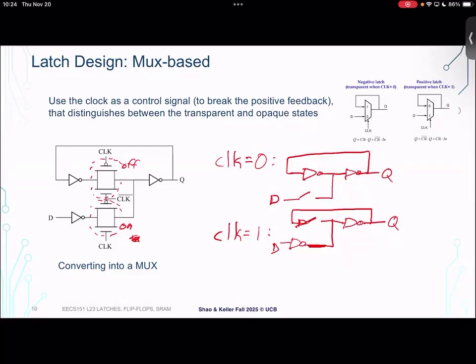And so the only transmission path that's connected is D going through an inverter. So this is D bar, if you like, and then going through another inverter, and then it's going out to Q. So the path is here. There's also a path into the other inverter, but that feedback loop is broken, so it's not really doing anything.